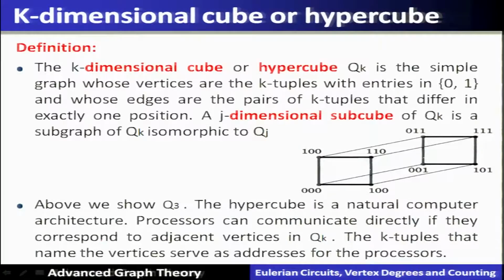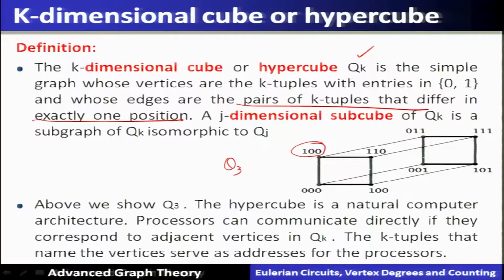So, a k-dimensional cube or hypercube Qk is a simple graph whose vertices are k-tuples with entries in 0 and 1, and whose edges are the pairs of k-tuples that differ in exactly one position. For example, this is the Q3.